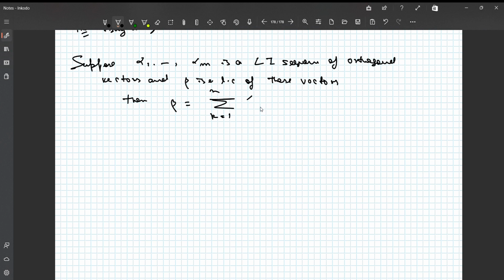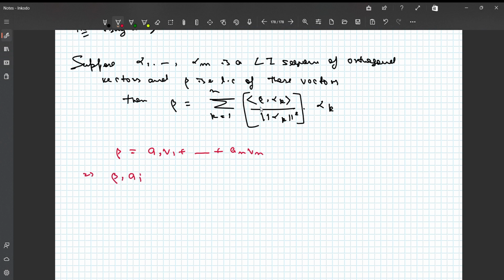Then beta is precisely of the form summation k equals 1 to n, the inner product of beta with alpha k divided by norm of alpha k squared times alpha k. So this is the coefficient in each case. And this is very obvious to observe. See, beta is of this form, right? So it's a1 v1 till an vn.